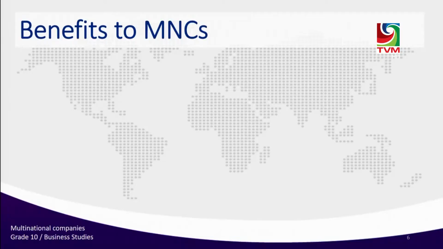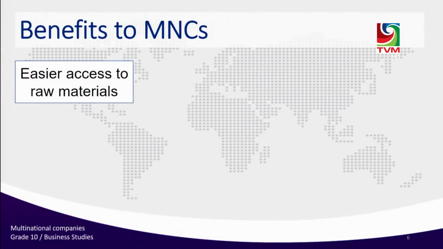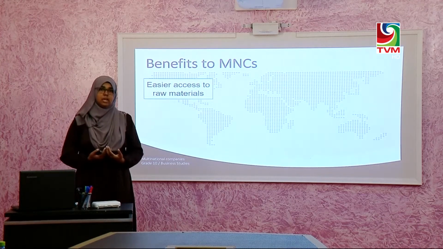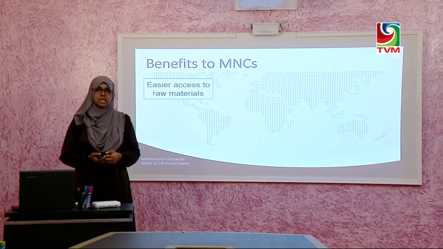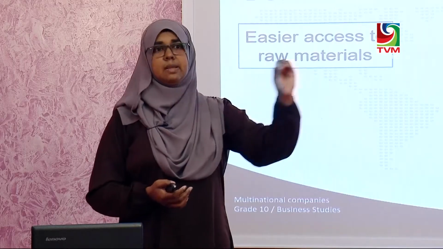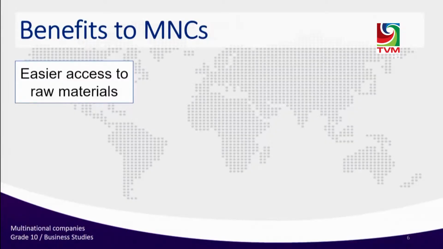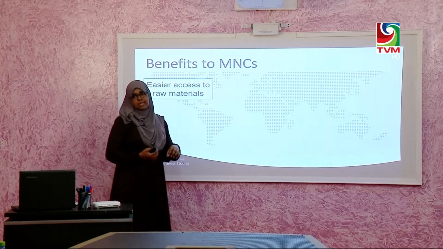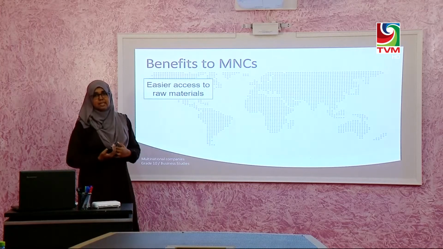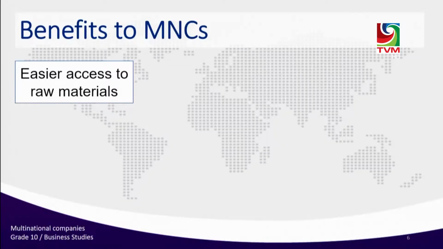So these are the benefits of multinational companies. First one is easier access to raw materials. I think you have already studied factors affecting location of business organizations. When locating a manufacturing business, one of the factors is nearness to the raw materials. If we can locate our factory near the source of raw materials, it will be easier for us to access those raw materials.